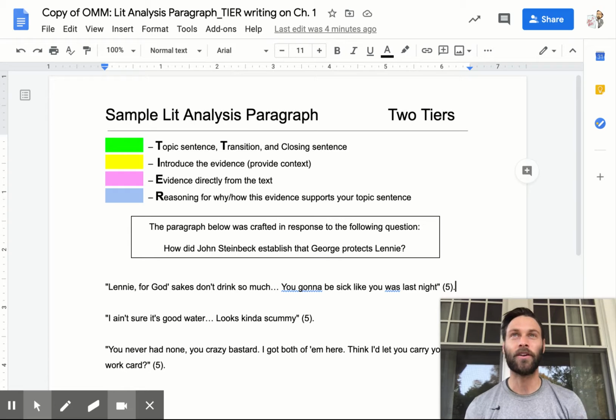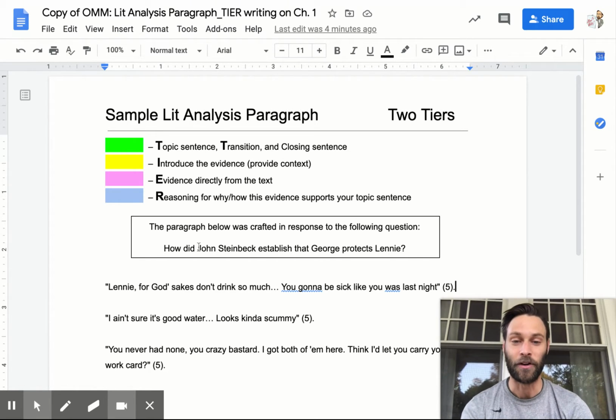But the goal here is to take some interesting pieces of evidence, embed them into our paragraph, but still have our voices come through the most. So I want to show you how to use that two-tier structure as one way that you could go about doing that. So here's the prompt that I'm going to be writing on. The question is, how did John Steinbeck establish that George protects Lenny?